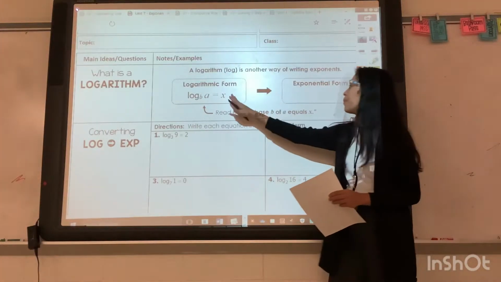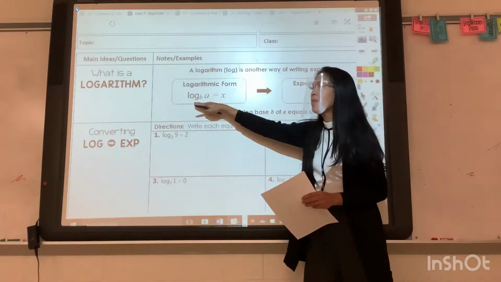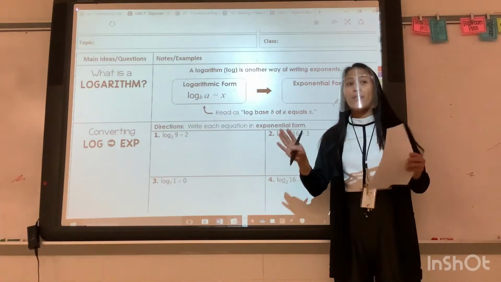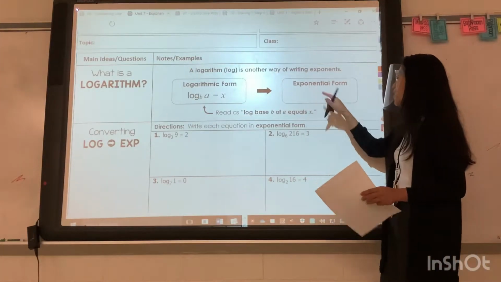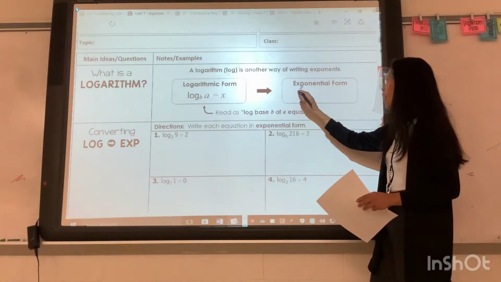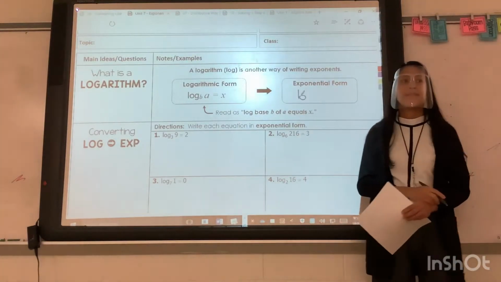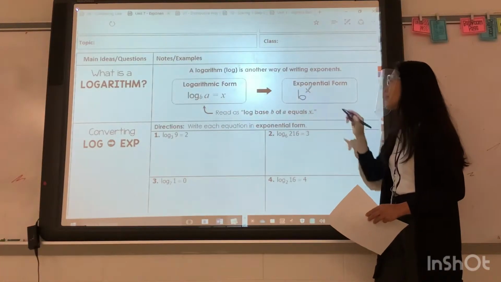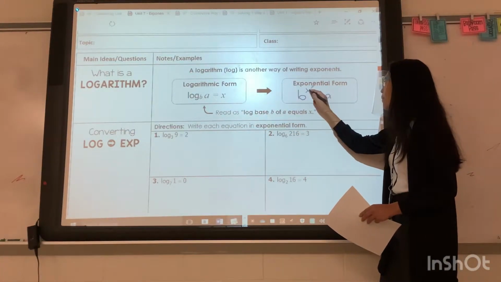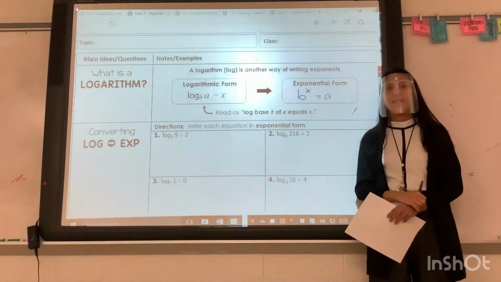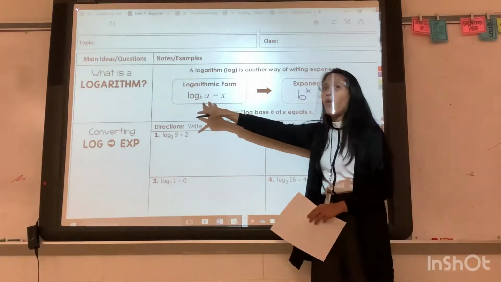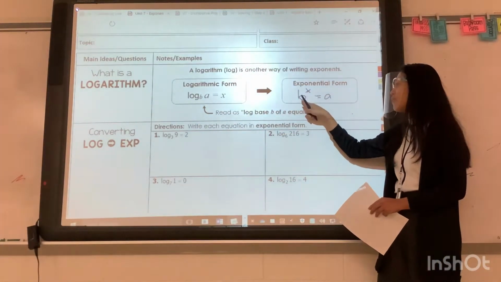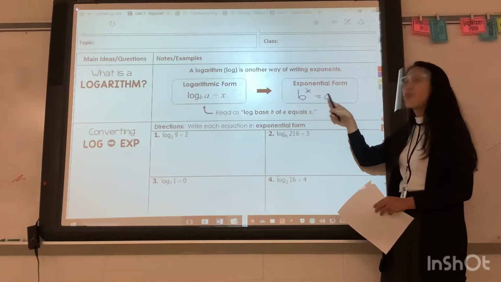Now we have two forms. The logarithmic form, we are going to change it to its exponential form. How are we going to do that? In the exponential form, it will be like this. You have to write your base, and then this will be the exponent, so you have x, is equal to a. That's it. Again, this is the log form. Convert it to its exponential form, it will be like this: b raised to x is equal to a.